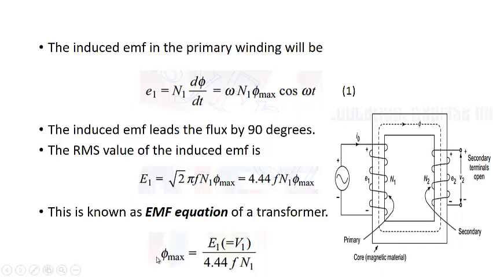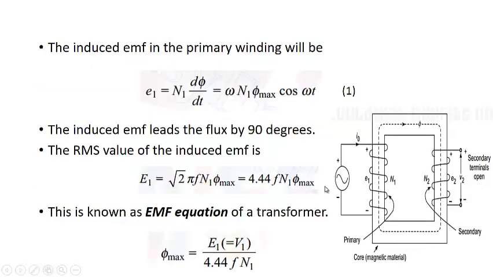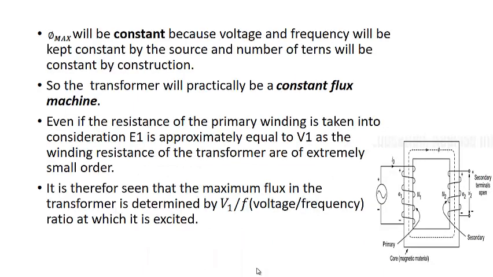So you will see that this phi max will always be constant. So the transformer will practically be a constant flux machine, independent of other things. It will always depend upon the V1, F, and N1. It does not depend upon the load current. So whether the load current is 0, or whether the load current is full load current, the transformer will produce constant flux, so that's why it is known as a constant flux machine.